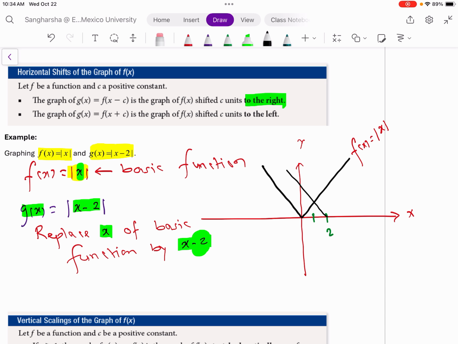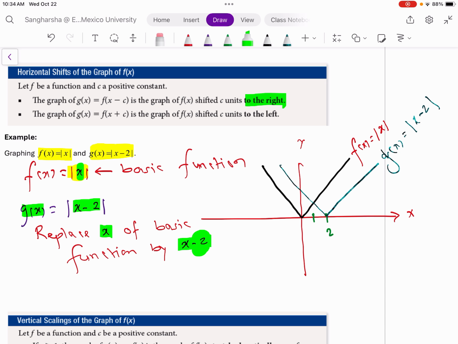So you draw, okay, let me use a different color here. So you draw a V shape at 2. So replacing x of a function, it means we are moving our graph horizontally. If you replace x of a function by x minus any number, it means you are moving that graph on the right by whatever number you use.